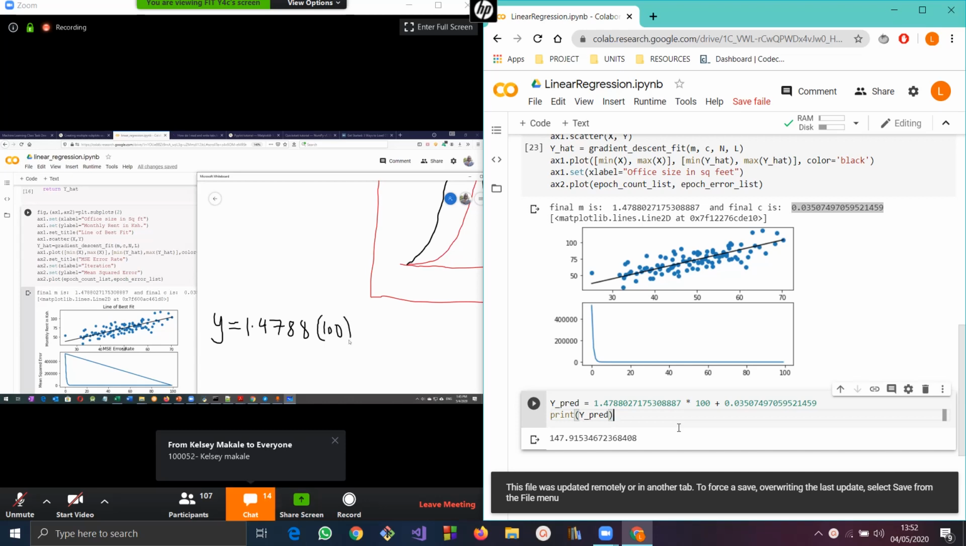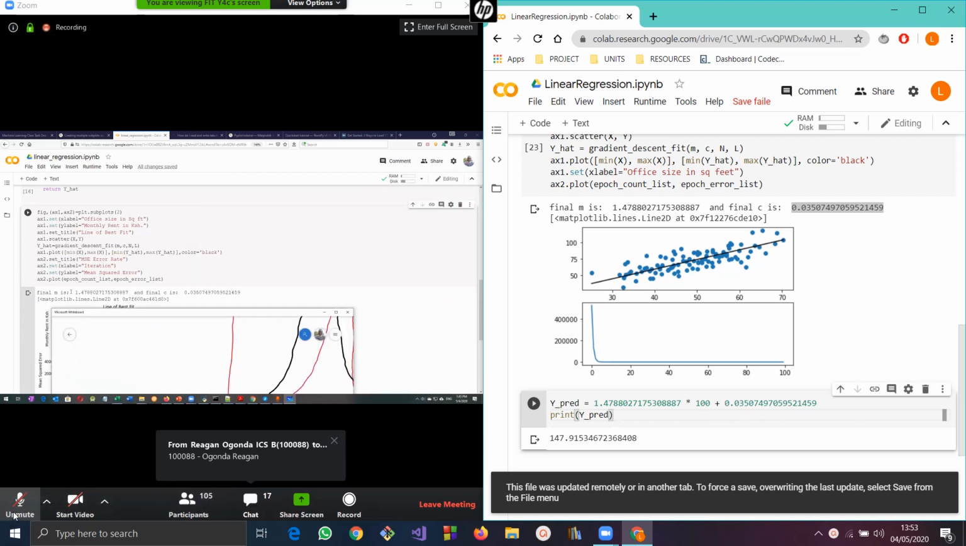I'm writing slowly because also my machine is tired. I'm going to just shut it down after this. So y is equal to mx, x is 100, plus c, right? Yeah. So our c was 0. Anyway, guys, thank you, Vanessa. So guys, calculate that value. y is equal to mx plus c. So y is equal to 1.4788 times 100 plus 0.035. Which value do we get? Yes, Jaden.